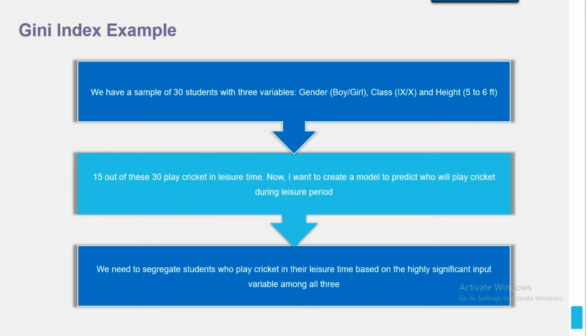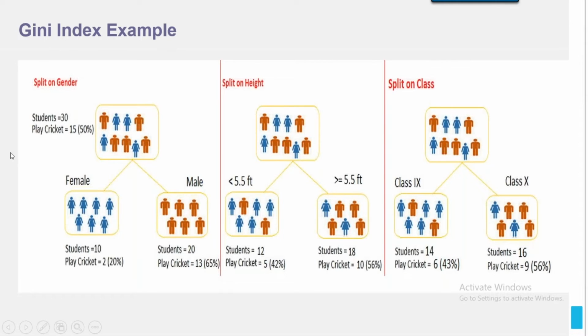In a real scenario, we would go inside the data. I'm not showing you the data table, just giving an example, assuming that on the basis of the gender split, 15 are playing cricket. So it is 50% playing cricket. Out of the 30 students, there are a total of 10 females and 20 males. That is the case to understand how many males and how many females.